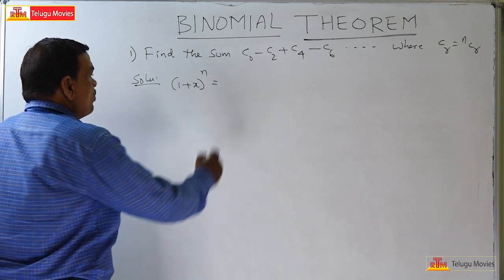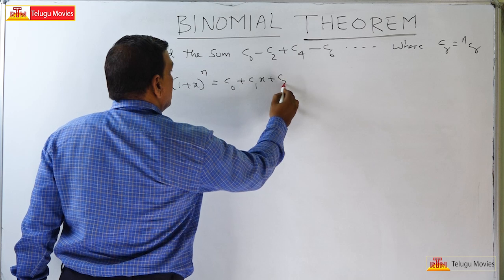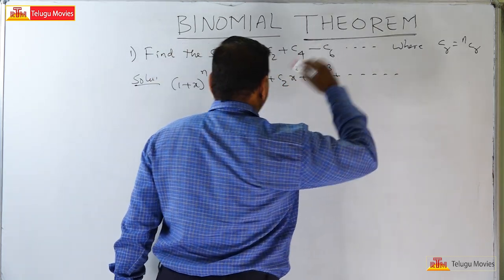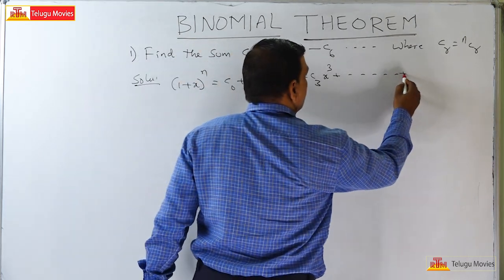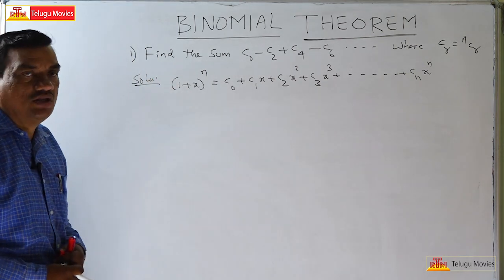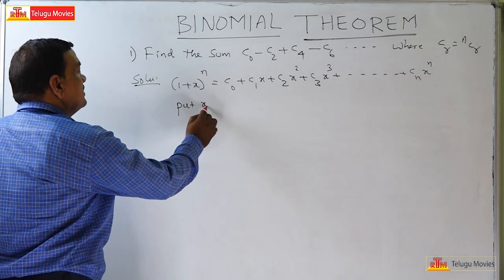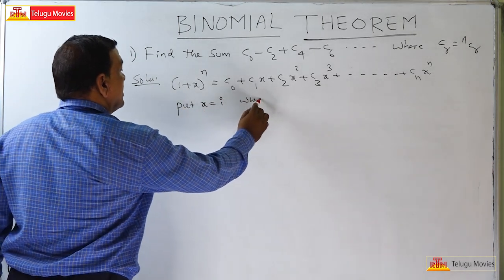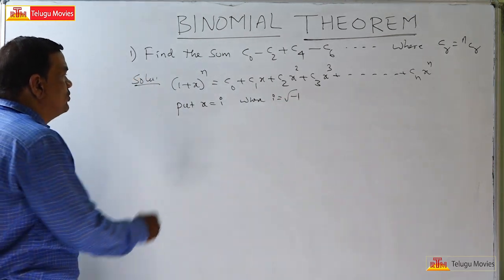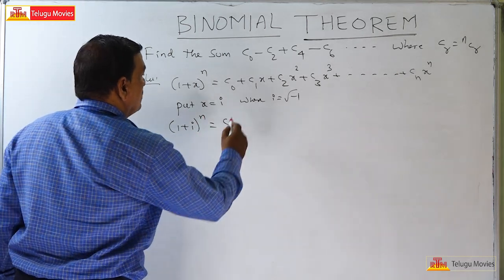(1 plus x) to the power of n is C0 plus C1 x plus C2 x square plus C3 x cube, and so on, the last one being Cn x to the power of n. Now, what we are going to do is put x equal to i, where i is defined as root of minus 1, a complex number. Now, substitute here. So (1 plus i) whole to the power of n is equal to C0 plus C1 i.